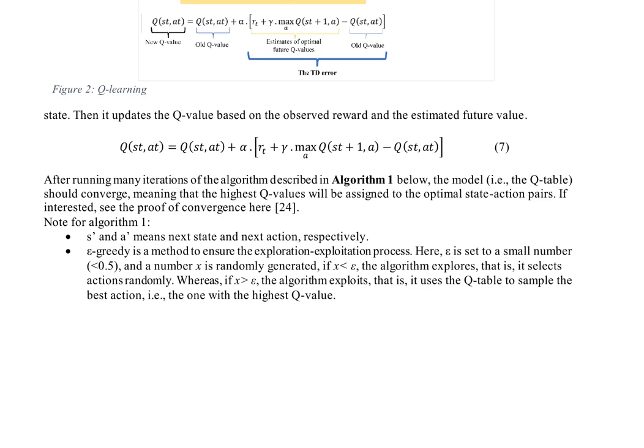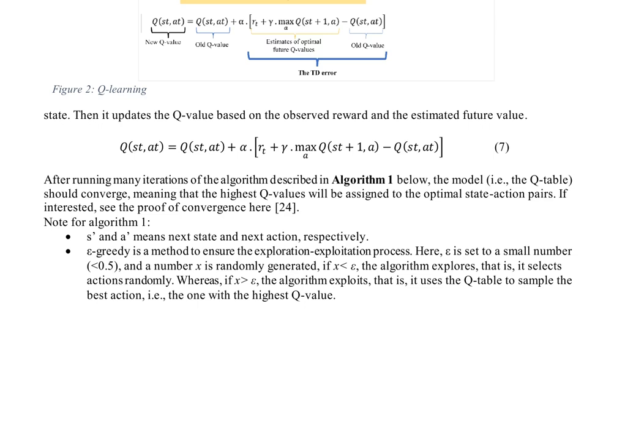Algorithm 1 incorporates an epsilon greedy method to balance exploration and exploitation. With a small epsilon value, less than 0.5, the algorithm randomly generates a number x. If x is less than epsilon, the algorithm explores by selecting actions randomly. Conversely, if x is greater than epsilon, the algorithm exploits by using the Q-table to choose the action with the highest Q-value. This epsilon greedy approach enables the algorithm to navigate the trade-off between exploring new actions and exploiting known optimal actions.